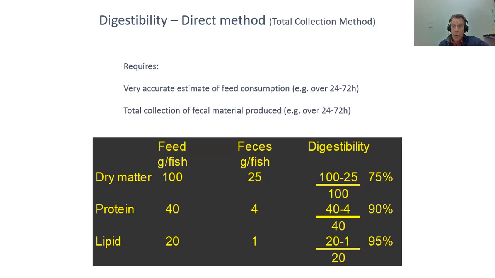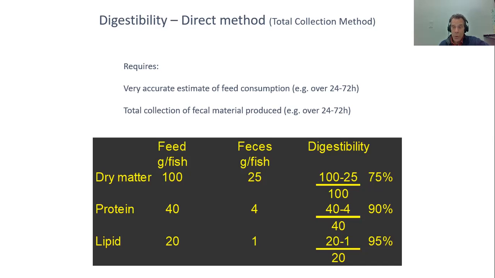Well, the very first approach is when you collect everything. You determine what the animal consumed, or you feed a certain amount of feed, and you collect everything that is produced by the animal. Therefore, you can calculate digestibility. Let's say you fed 100 grams of dry matter to the animal. You collect all the fecal material the animal produced, 25 grams. Well, therefore, 100 minus 25 over 100, digestibility of dry matter was 75%.